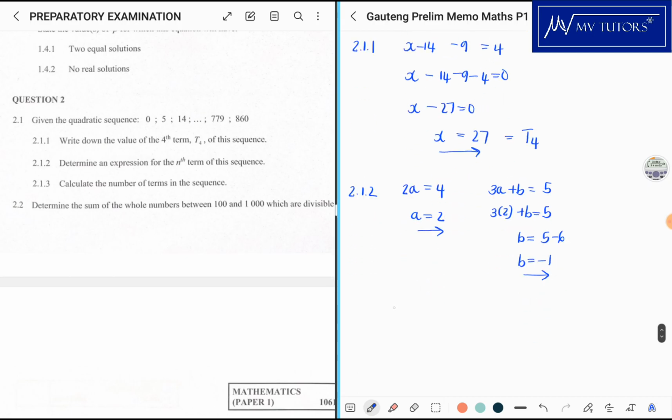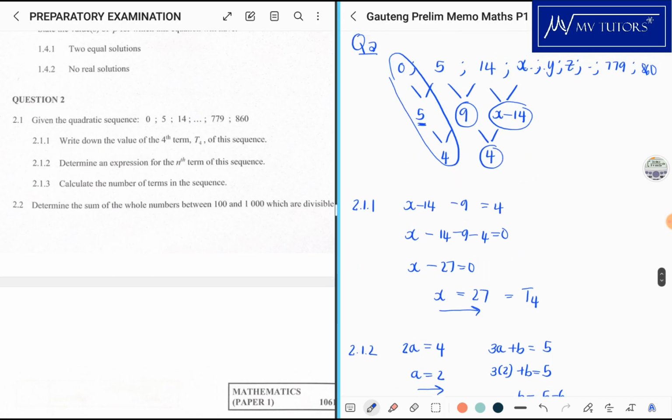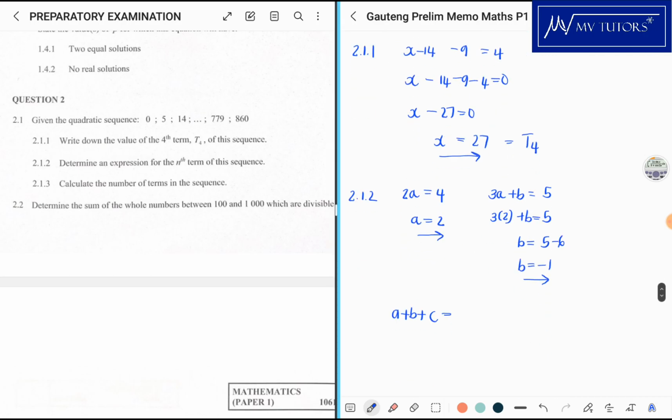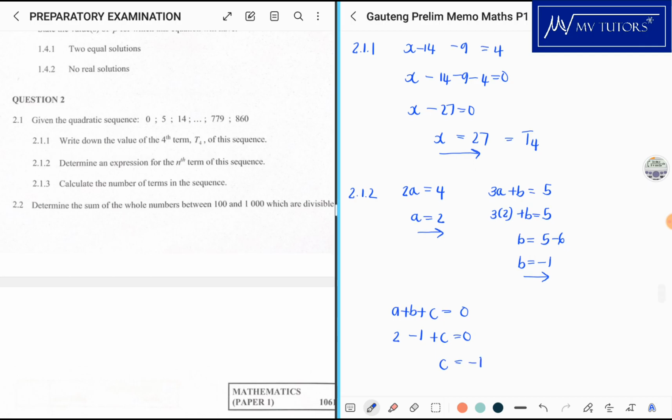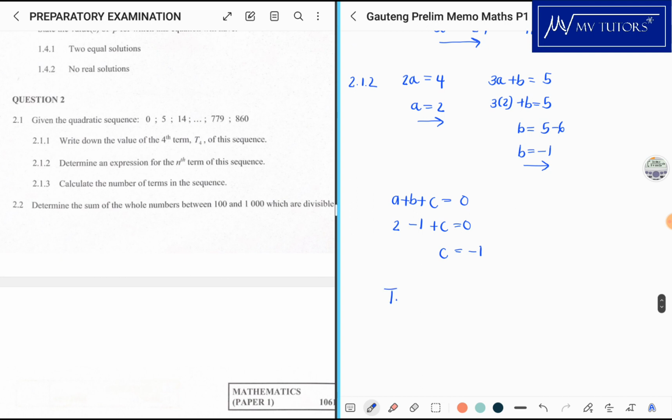And then finally, a plus b plus c will be equal to 0. So a is 2, b is negative 1, and we have c. So 2 minus 1 is positive 1. If we take it to the other side, c will be negative 1. Now we can write our equation. Tn is equal to 2n squared minus n. There's no need to write the minus 1 times n, okay?